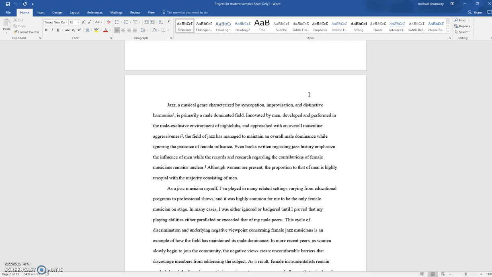And so rather than trying to talk about how a historical background of jazz relates to current psychological studies relating to gender in music or whatever, what they've instead done is they've grouped similar sources together to show how those are in conversation with each other.